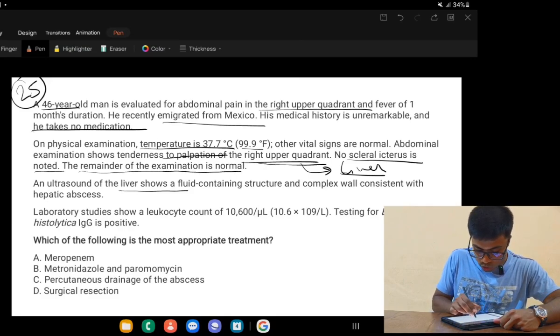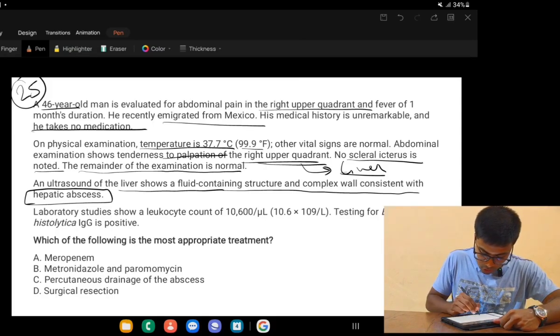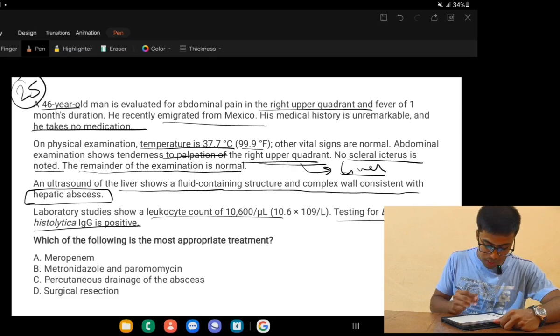Ultrasound of the liver shows a fluid-containing structure with a complex wall, consistent with hepatic abscess. They have given completely an abscess case, hepatic abscess or liver abscess. Laboratory study shows a leukocyte count of 10,600 per microliter. Testing for Entamoeba histolytica IgG is positive. So what is this case?